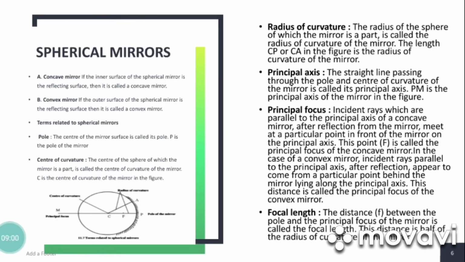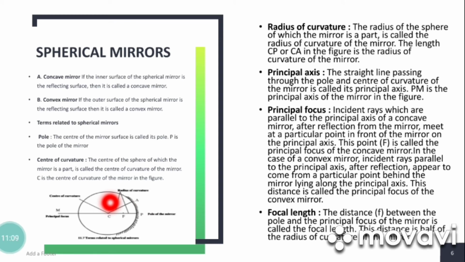Spherical mirrors. There are two types of spherical mirrors, a concave mirror and a convex mirror. Concave mirror. If the inner surface of the spherical mirror is a reflecting surface, then it is called a concave mirror. Convex mirror. If the outer surface of the spherical mirror is a reflecting surface, then it is called a convex mirror. Let us revise the terms related to spherical mirrors. Pole. The center of the mirror surface is called a pole. P is the pole of the mirror as shown in the figure.